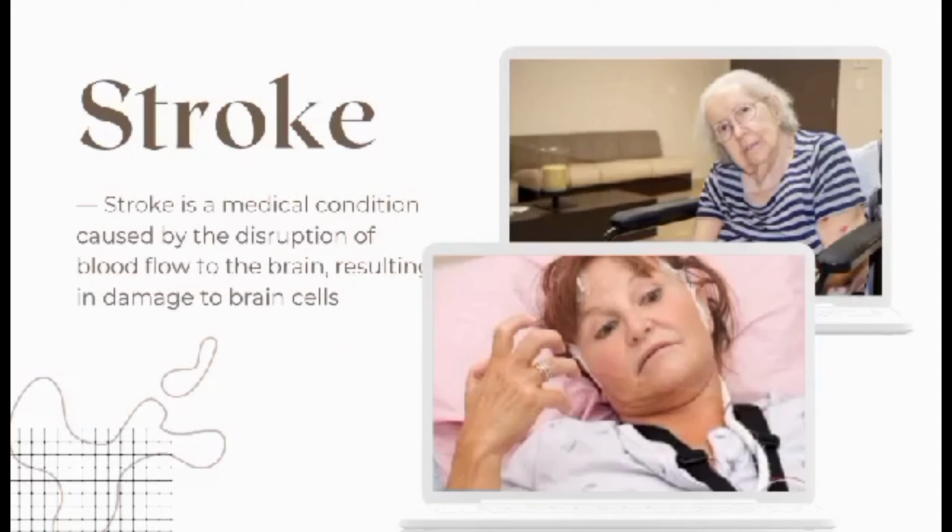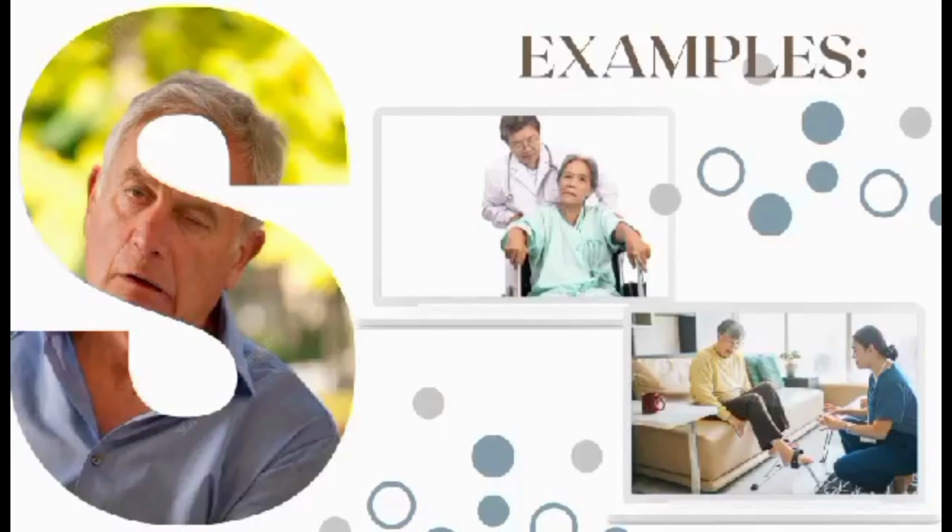So let's proceed to stroke. Stroke occurs when there is a disruption of blood flow to the brain. This disruption can be caused by a blockage in the blood vessel, called an ischemic stroke, or by the rupture of a blood vessel, also called hemorrhagic stroke. I don't know if it is the right pronunciation, but hemorrhagic.